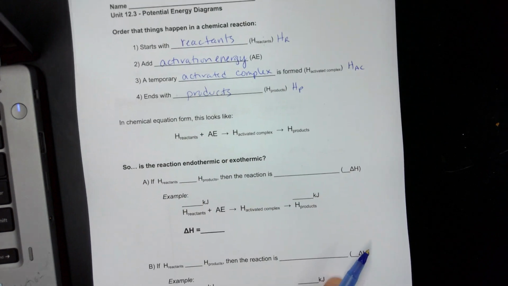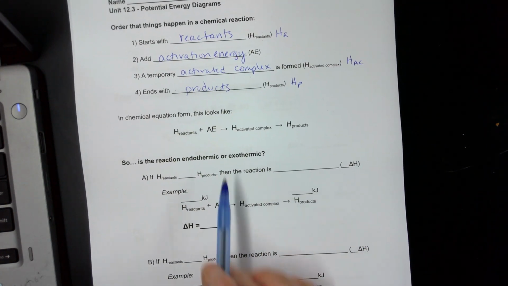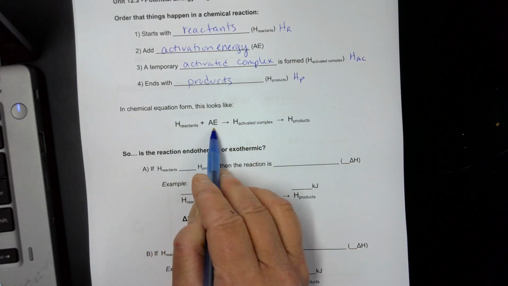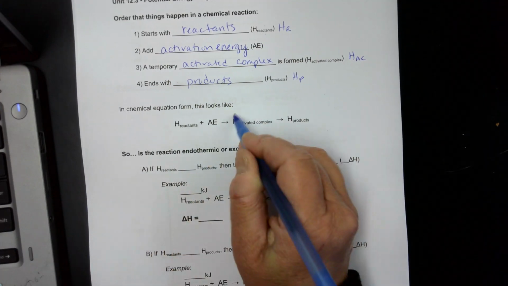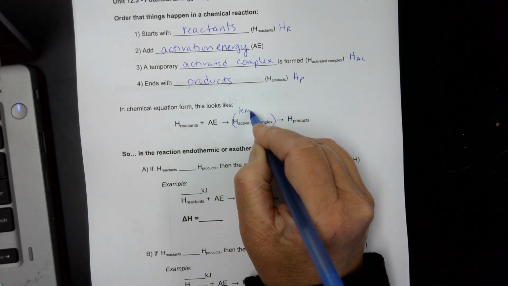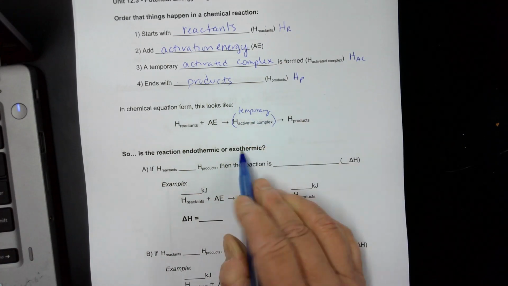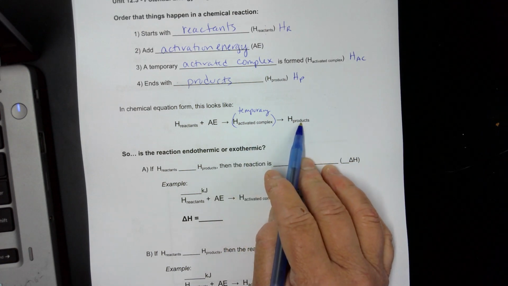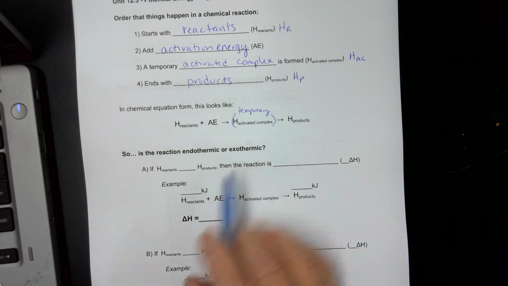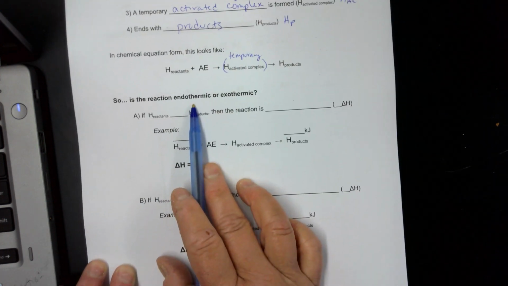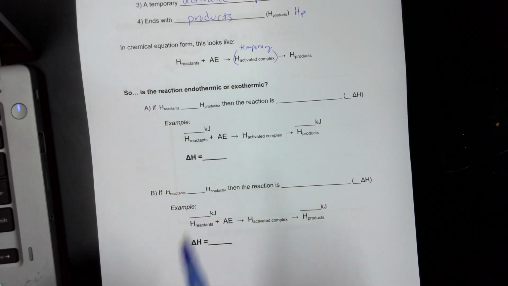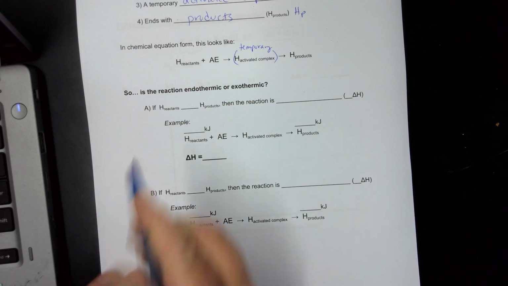So if we were to take these terms and put them into a chemical equation form, we would see H sub R plus activation energy, which turns into this temporary activated complex, and then that in turn will form the products. So the question is, is the reaction endothermic or exothermic? But that really depends on what the energy of the reactants is compared to the energy of the products.